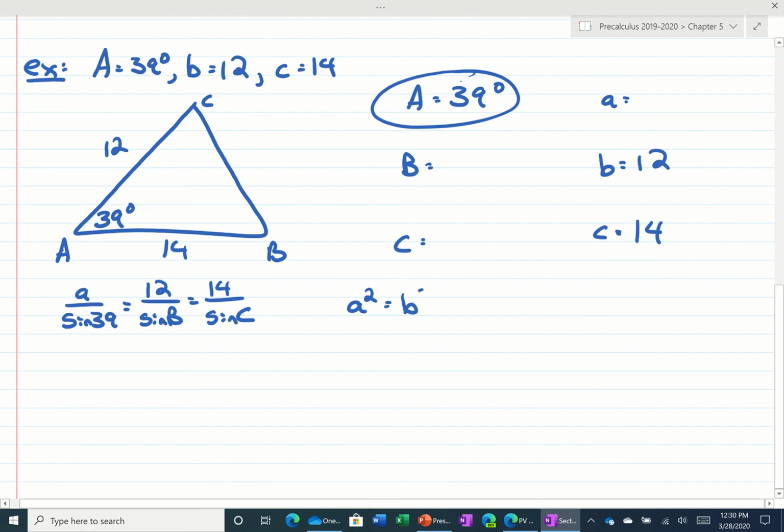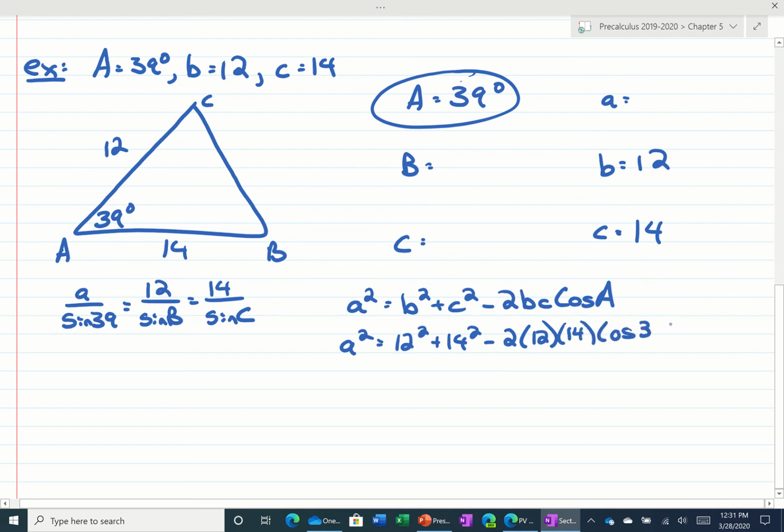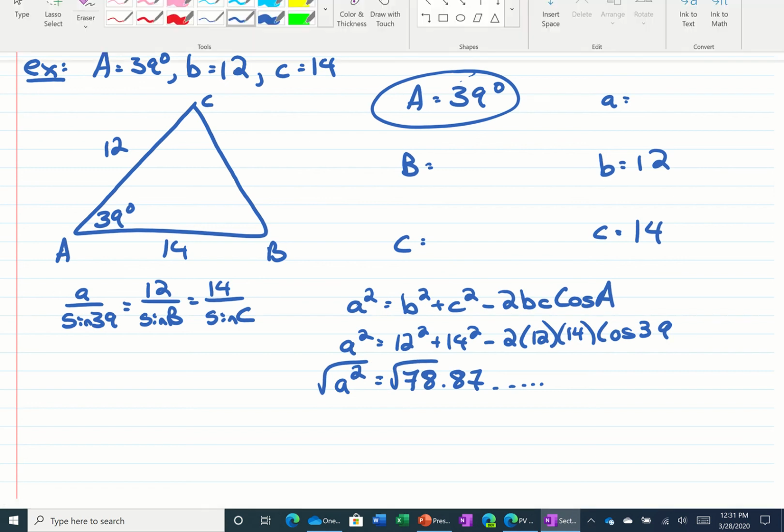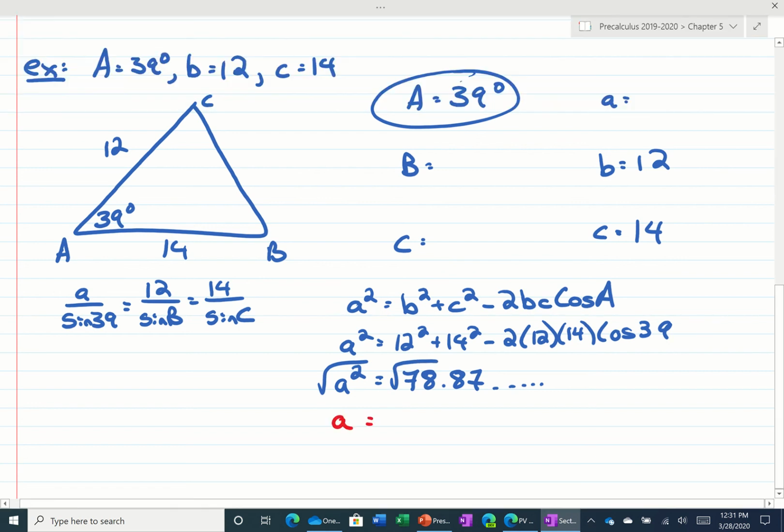Let's just plug everything in. A squared is equal to B squared plus C squared minus 2 BC cosine of A. So A squared would equal 12 squared plus 14 squared minus 2 times 12 times 14 times the cosine of 39. And I'm just going to type this into my calculator exactly as it looks. And if you type that in, you'd get 78.87 and then all these other numbers. So don't round that, but once you take the square root, you would get side A is equal to 8.9.